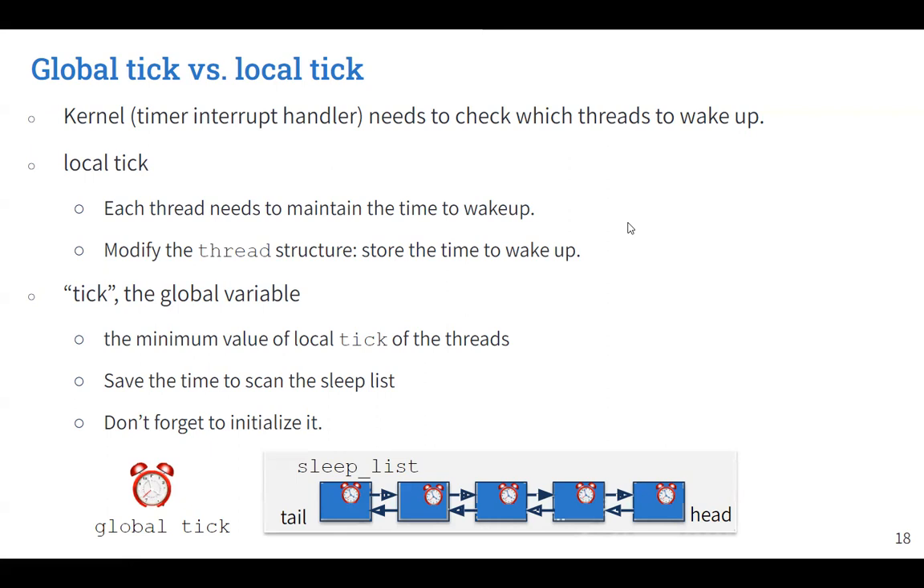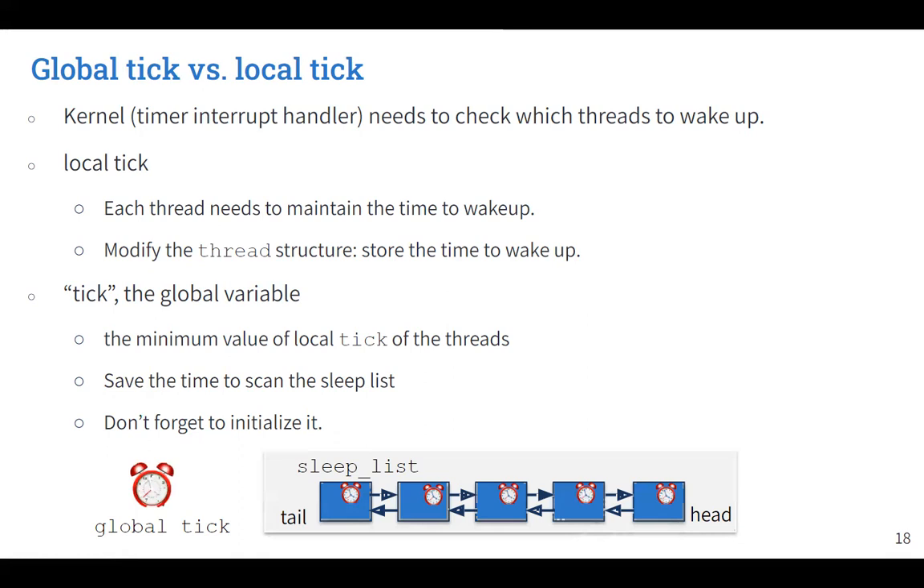So in the sleep list, we have a list of threads that are sleeping, that called timer sleep. Each thread needs to maintain a local tick to maintain the time to wake up. So we want to modify the thread data structure to store the time to wake up. And we also want to maintain a global variable tick, which should be the minimum value of all local ticks of threads. So when that global time is met, we want to scan through the sleep list and wake up any threads that should be woken up.